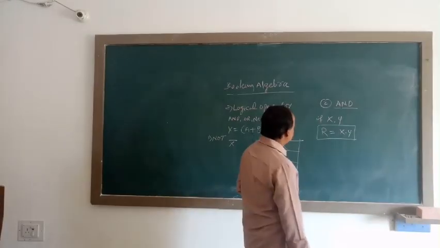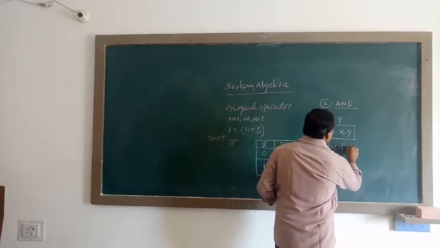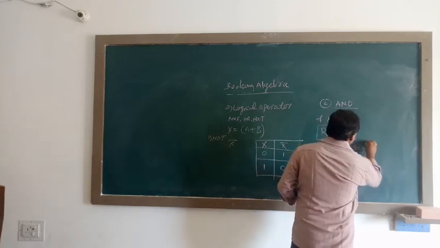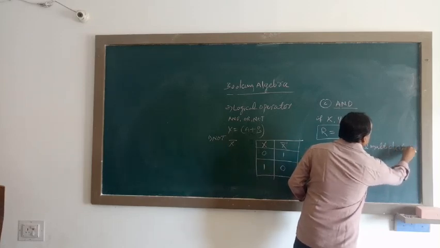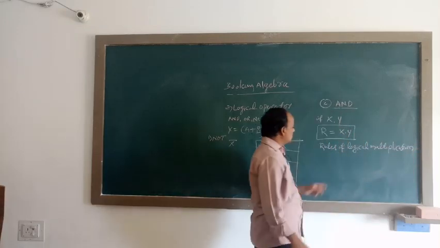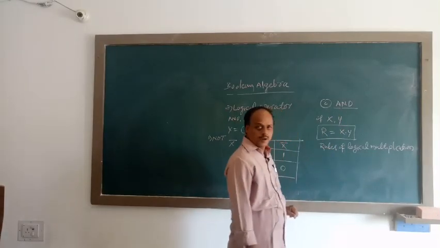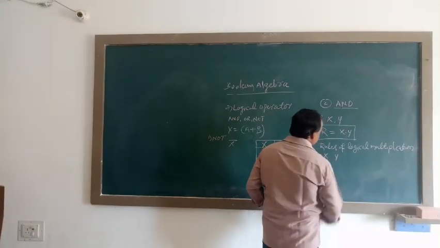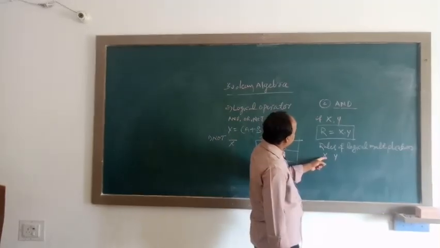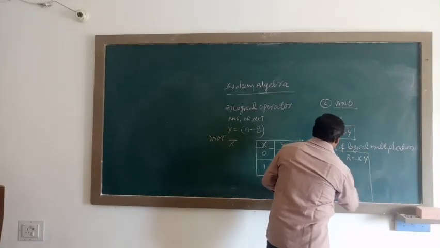Let us see here the rules for logical multiplication. Rules for logical multiplication are the rules for logical AND operation. Suppose x and y are two variables. When AND operation is performed, the resultant expression is equal to x into y.